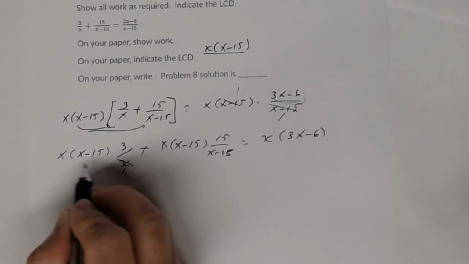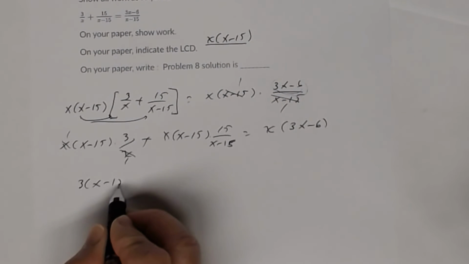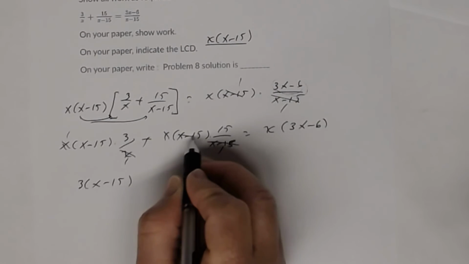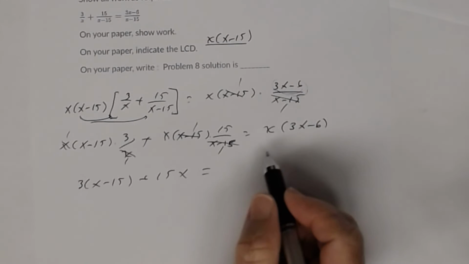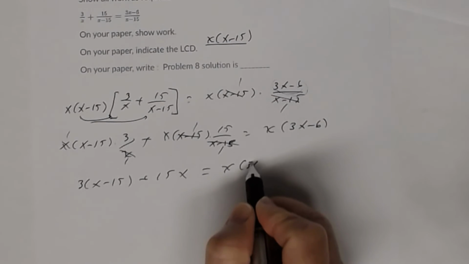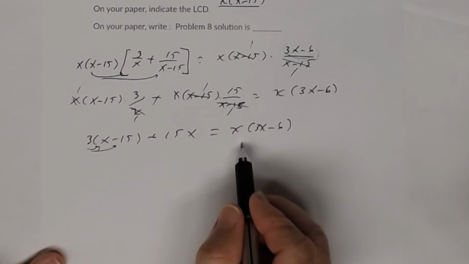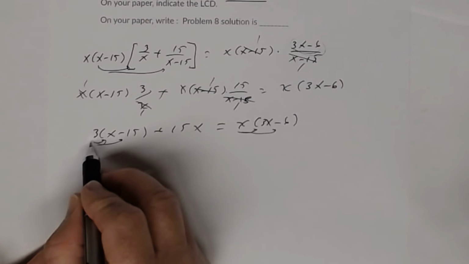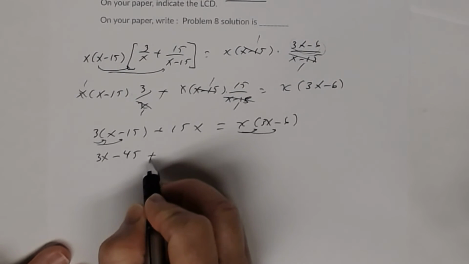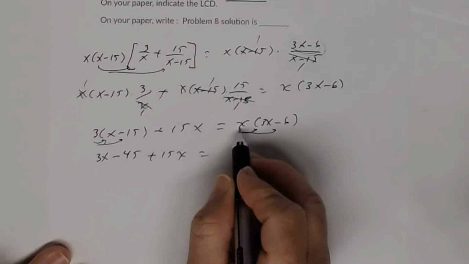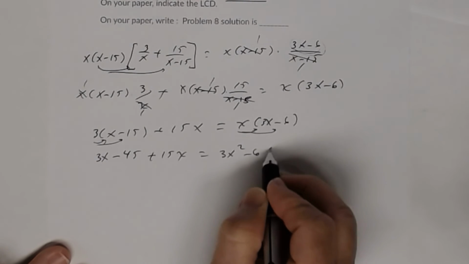Reducing here, the x's divide out, and so notice I have 3 times x minus 15, notice in parentheses, right? And then the x minus 15's divide out, and you just get plus x times 1 times 15 is 15x, equal, and I'm just going to go ahead and rewrite it like this, 3x minus 6. All right, now let's go ahead and distribute, get rid of the parentheses here, and then do the same thing here. I get 3 times x is 3x, 3 times negative 15 is a negative 45, plus 15x, equal, x times 3x is 3x squared, x times a negative 6 is a negative 6x.